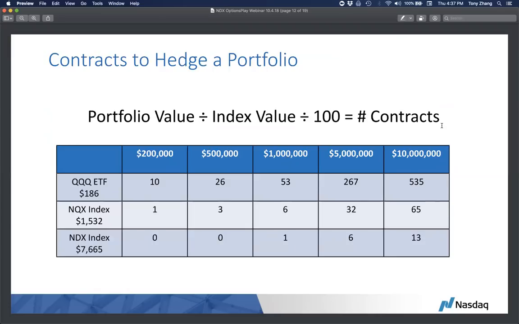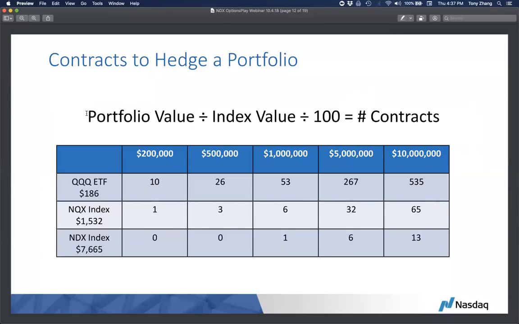Now, for those of you that are looking to hedge a part of your portfolio, maybe you only have 50% of your portfolio in stocks and 50% in real estate, right? So then what you really need to worry about is the equity portion of your portfolio. So even if you have a $1 million portfolio, but if only half of it is in stocks, you only want to apply that $500,000 to that portfolio value in this formula.